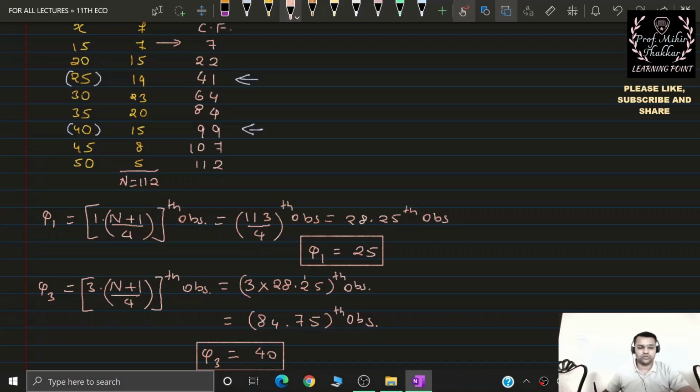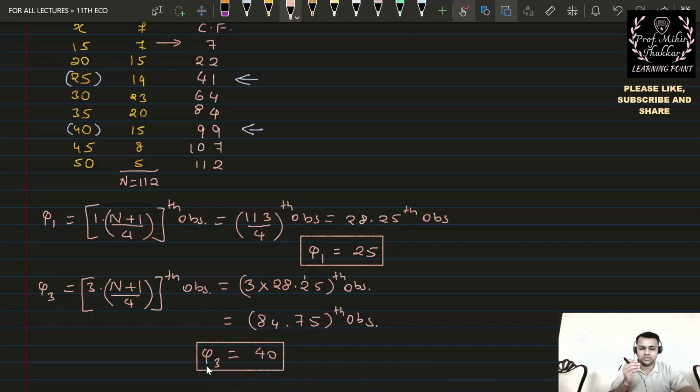So guys, that is about your quartiles for the raw data and the discrete data. In the next class, we will be studying about the quartiles for the grouped data.